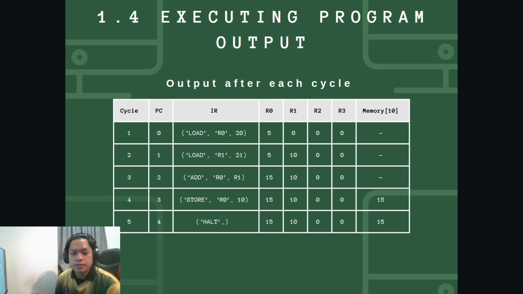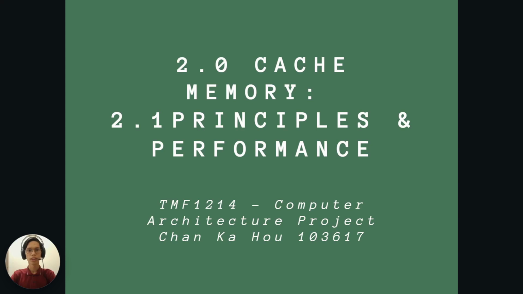On the fifth cycle, the instruction halt is executed. The program stops, and all final values in registers and memory remain unchanged. That is all from me. Thank you.